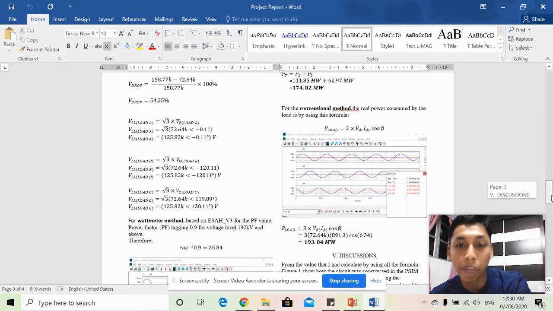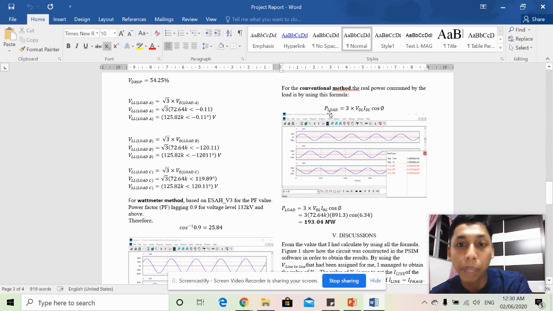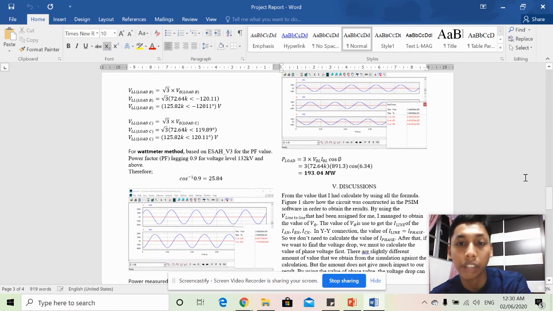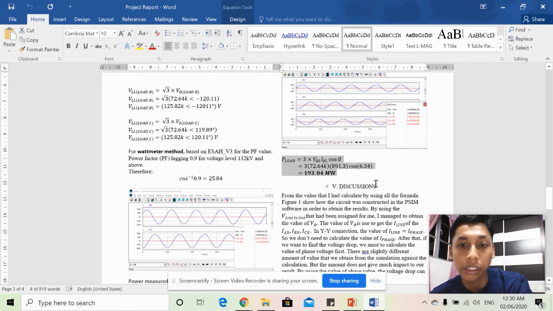So you can see the formula that I told you before: P load equals 3 times V phase load times I phase load times cos theta. Here is the result that I get from PSIM, and below that is the calculation that I made on my own.